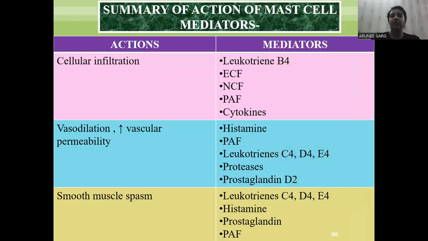Now, the summary of the action of mast cell mediators is cellular infiltration. The mediators are leukotrienes, ECF, NCF, PAF, cytokines. These cause cellular infiltration. Mediators like histamine, PAF, leukotrienes, proteases, prostaglandins cause vasodilation and increase vascular permeability. Leukotrienes, histamine, prostaglandins, and PAF cause smooth muscle spasm.